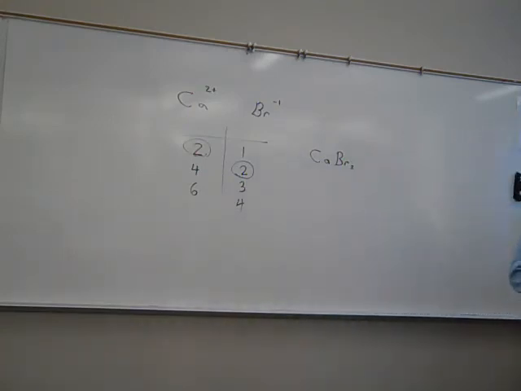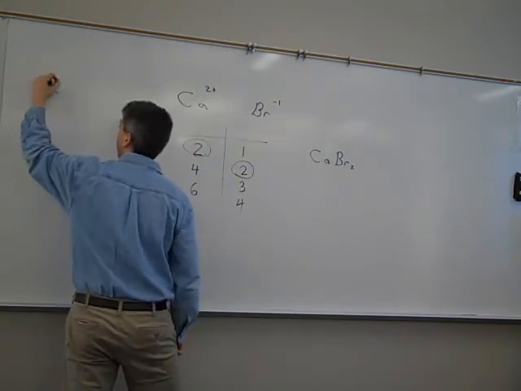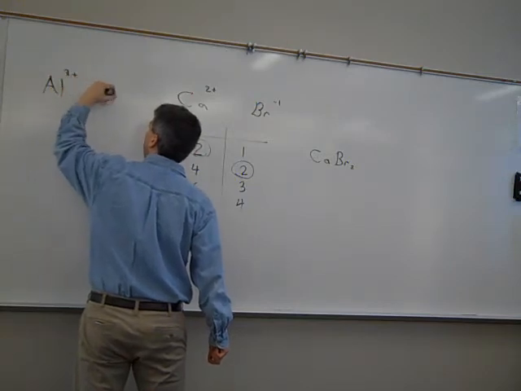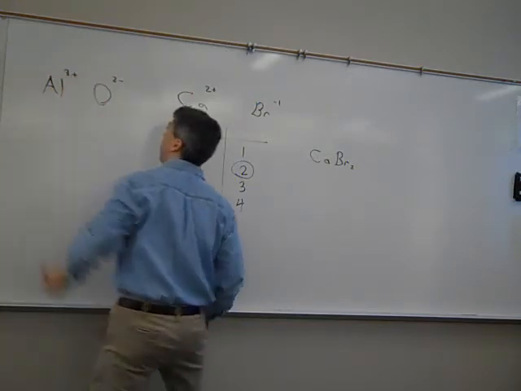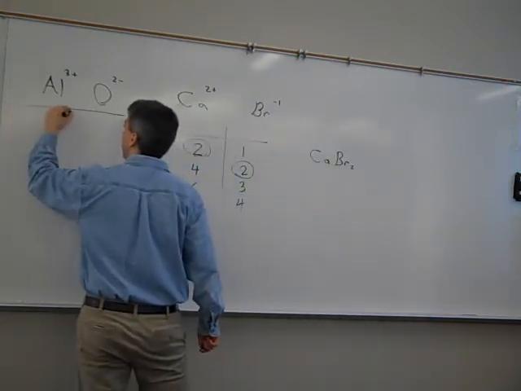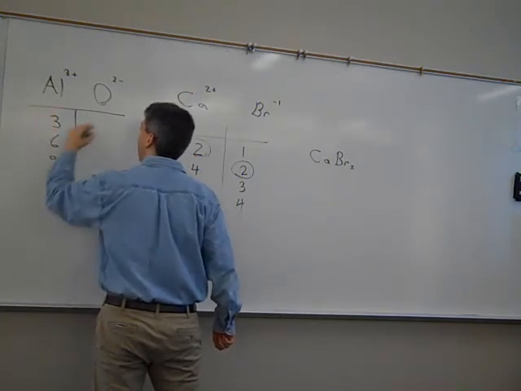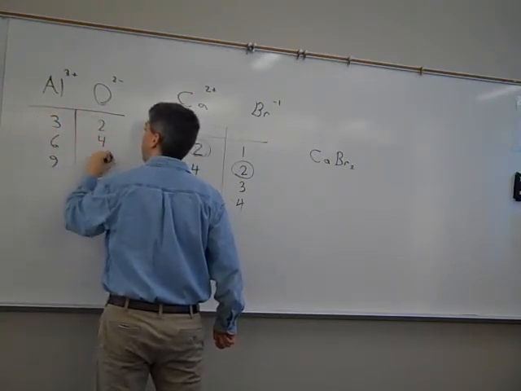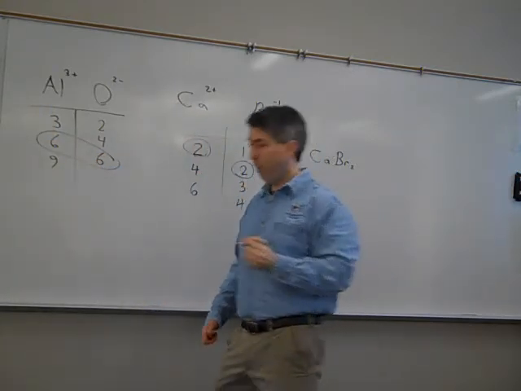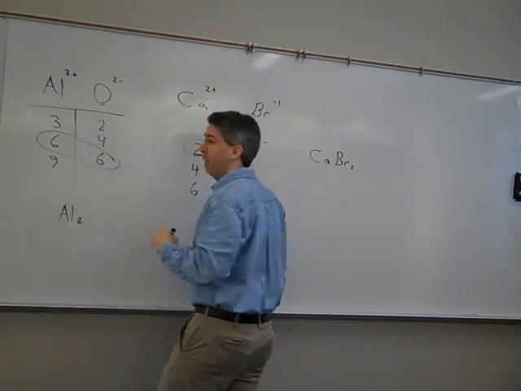Now let's take a look at aluminum oxide. For aluminum oxide, aluminum has a charge of what? Yeah, so aluminum's a 3+, and oxygen is a 2-. So the lowest common multiple of 3 and 2 is? 6. 3, 6, 9, 2, 4, 6. 6 is the lowest common multiple. I need how many aluminums then? 2. And how many oxygens? 3.